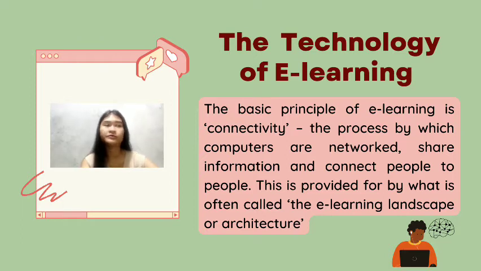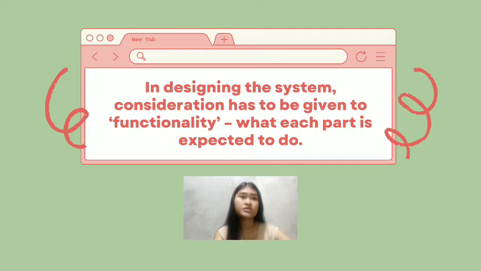connect people to people. This is provided for by what is often called the e-learning landscape or architecture, which refers to the hardware, software, and connectivity components required to facilitate learning. In designing the system, consideration has to be given to functionality, in which what each part is expected to do.